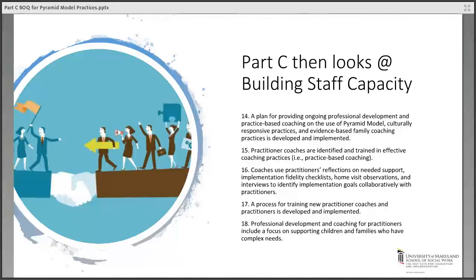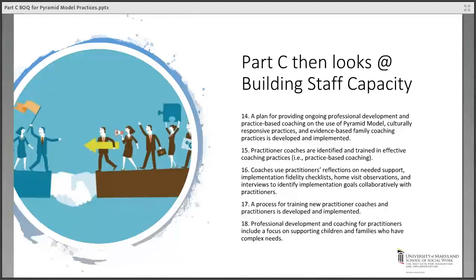And so really that looks at how are you preparing your staff to have the ability to prompt parents to promote social emotional skills. So a plan should be in place for ongoing professional development and practice-based coaching for use in the pyramid model. And we do know, at least for the SEFEL counties, that is in place and is happening, and it's beginning to happen in many other jurisdictions. And it should be culturally responsive and evidence-based, which as the national pyramid model dictates, it generally is.